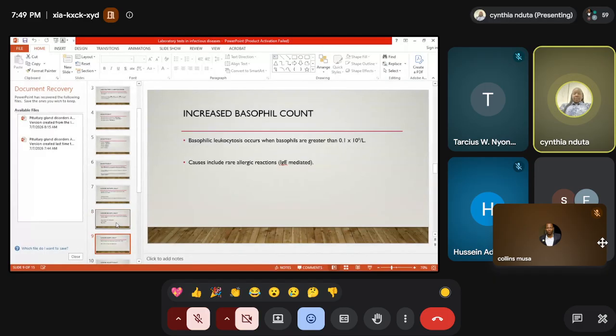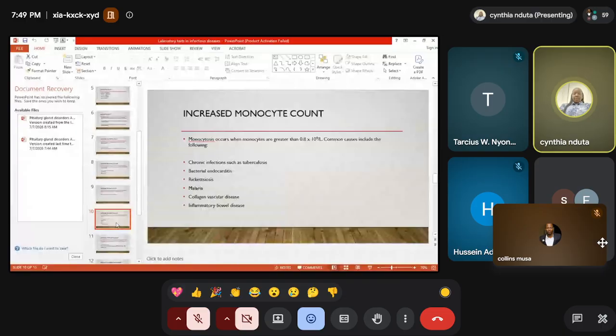For the basophils, reactions that could be IgE mediated. So you can see why the hemogram does not just show us a high WBC count, it also shows us which particular cells are problematic.